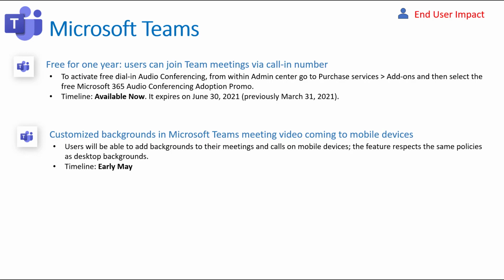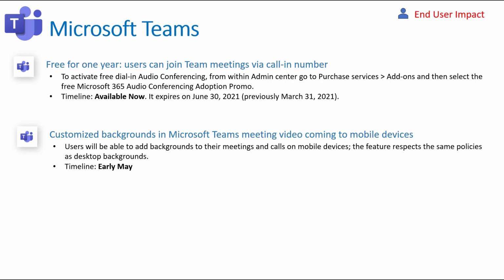Next two we have here, the first one is the introduction of this audio conferencing promo, where they're allowing you to get audio conferencing licenses for free for a certain amount of time. And this is cool because it gives you a dial-in number to a bridge. So somebody who doesn't have an internet connection, for instance, but has a cell phone connection, could still get into the meeting and listen in. This is available until June 30th. They bumped that expiration date from March.